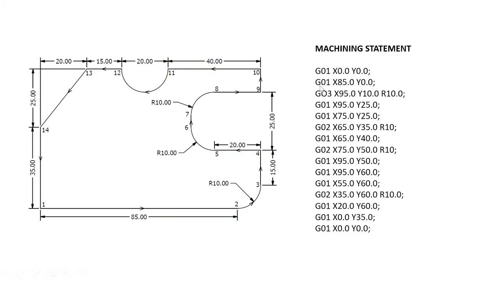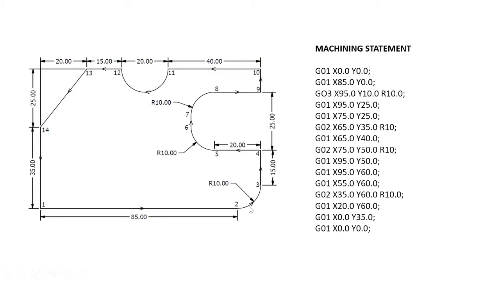And for the second block, we will have number 2. It is linear, so G01, and X is 85, while Y is 0 because it is not moving upward or downward. And for block 3, since it's moving anti-clockwise, it's G03, and the radius is 10.